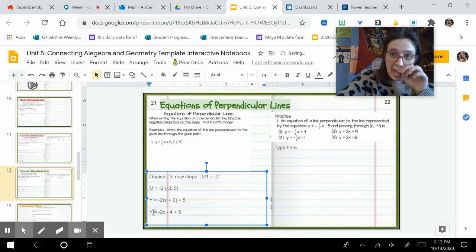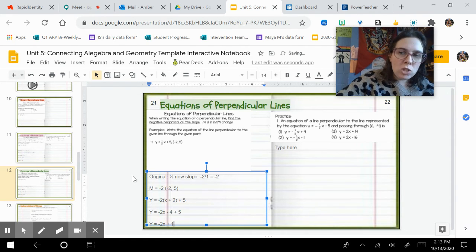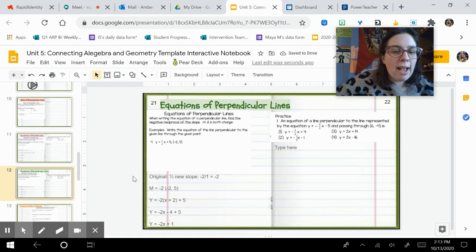Don't forget that. Now we can combine like terms, which are -4 and +5. So y equals -2x. -4 plus 5 is +1. So our new equation that's perpendicular to y equals 1/2 x plus 5 and goes through the point (-2, 5) is y equals -2x plus 1. So you can see here they have opposite reciprocal slopes, so different slopes, and they have a new y-intercept.